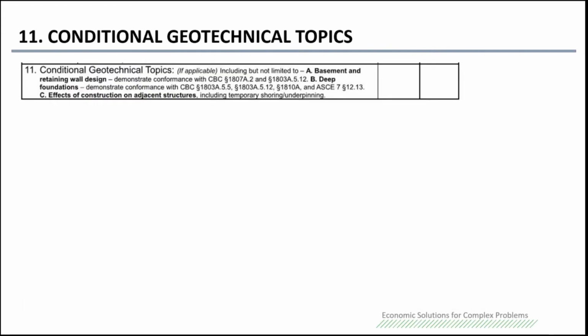So first, let's talk about the conditional geotechnical topics. So it has three topics. B is for the deep foundations. There are significant changes from ASCE 7-16, particularly for liquefaction-induced downdrag loads. So I have a separate class to cover the changes on the deep foundation design. The C is, if you have the temporary shoring or underpinning, you need to evaluate what's the impact on these adjacent structures.